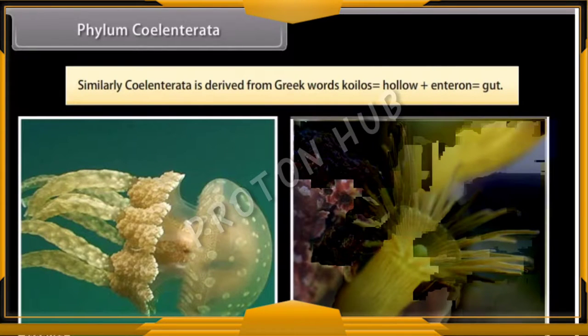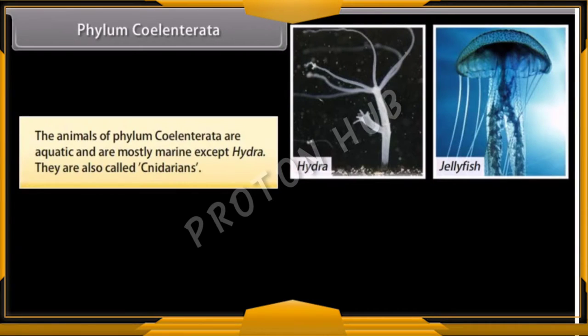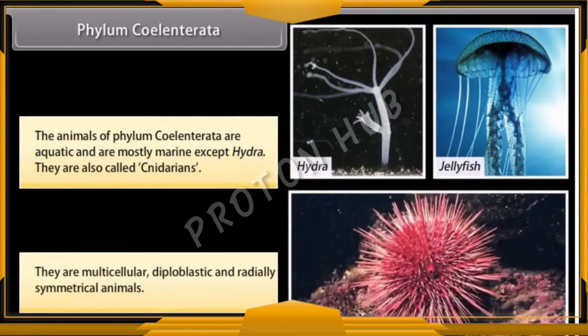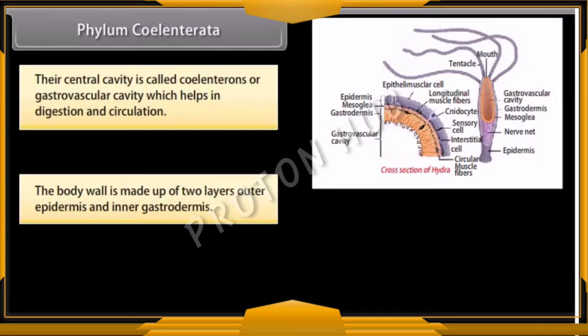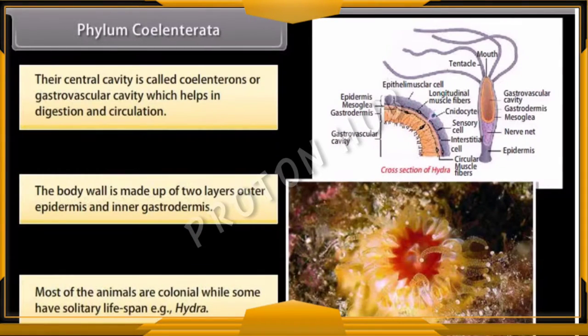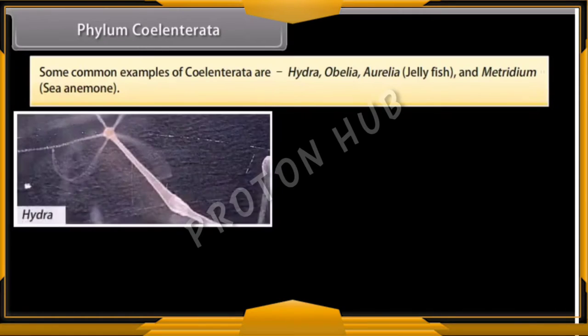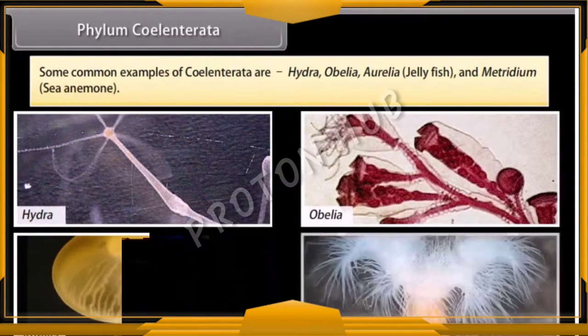Phylum Coelenterata. Similarly, Coelenterata is derived from Greek words koilos, hollow, plus enteron, gut. The animals of phylum Coelenterata are aquatic and are mostly marine except Hydra. They are also called cnidarians. They are multicellular, diploblastic, and radially symmetrical animals. Their central cavity is called coelenteron or gastrovascular cavity, which helps in digestion and circulation. The body wall is made up of two layers, outer epidermis and inner gastrodermis. Most of the animals are colonial, while some have a solitary lifespan, that is, Hydra. Some common examples of Coelenterata are Hydra, Obelia, Aurelia, jellyfish, and Metridium, sea anemone.